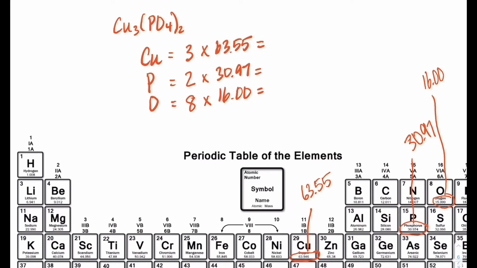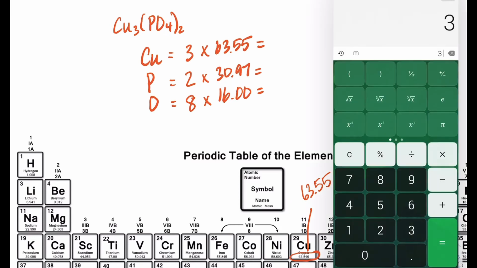Let's get our calculator out to determine the molar mass of copper 2 phosphate. 3 times 63.55 is 190.65. For phosphorus, 2 times 30.97 is 61.94. For oxygen, 8 times 16 is 128.00.